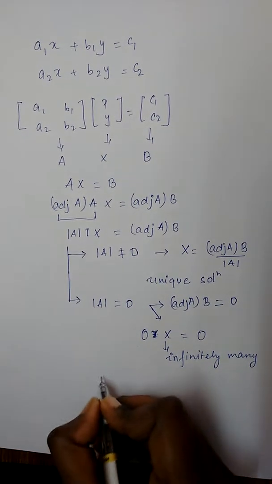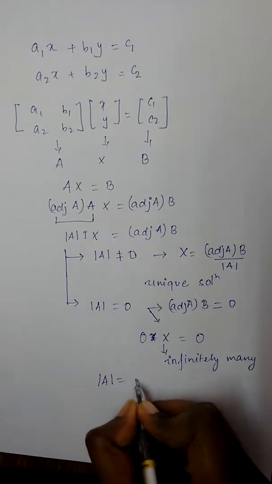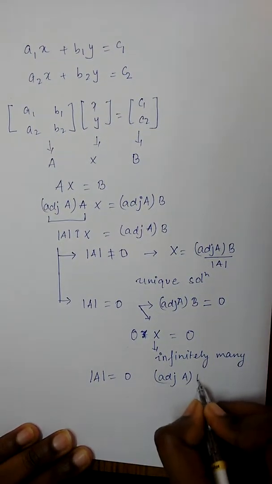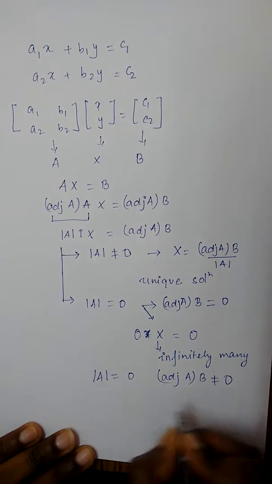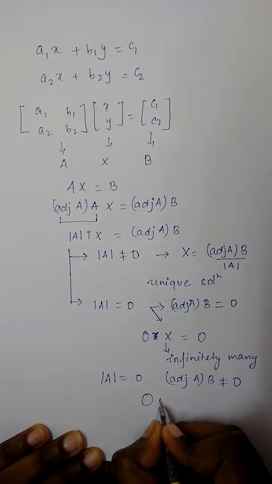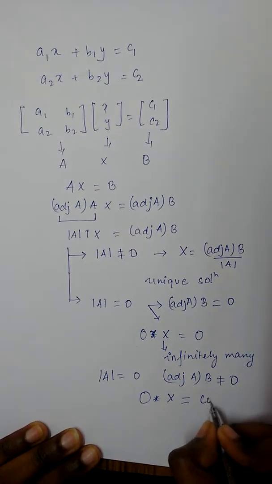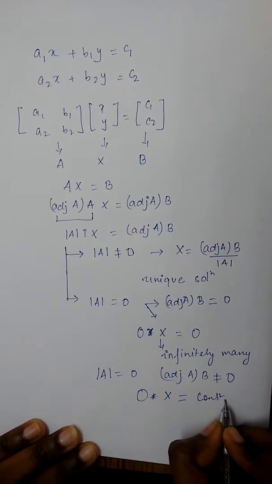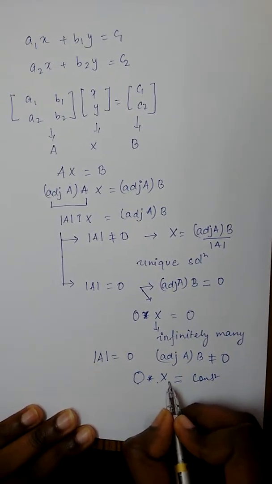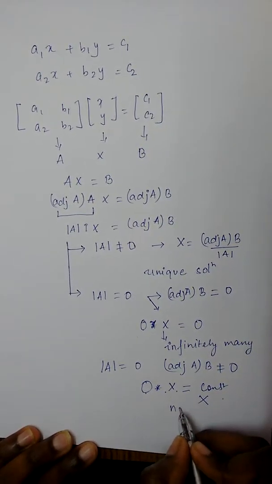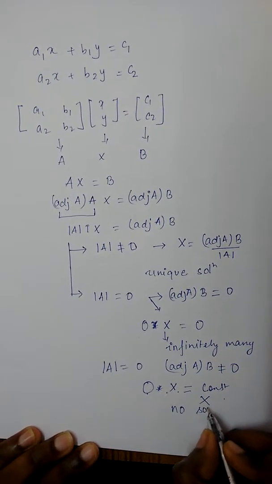Now if we assume determinant of A is 0 but adjugate of A into B is not 0, what will be the case? 0 into X is some constant or some value. But 0 into some value resulting in a nonzero value is not possible. So this case will result in no solution.